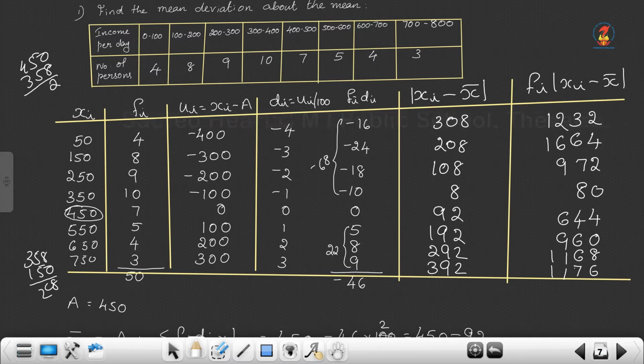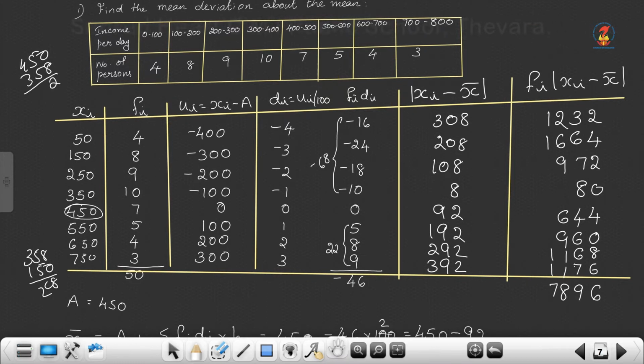Now you have to add the total. 18, 20, 26. Is it 26? 2. 26, 30, 36, 42, 42 plus 7 is 49. Then 4, 6, 15, 21, 30, 36, 38, 3, 5, 7. 7, 8, 9, 6. Okay. Now the final is 7896 by 50.